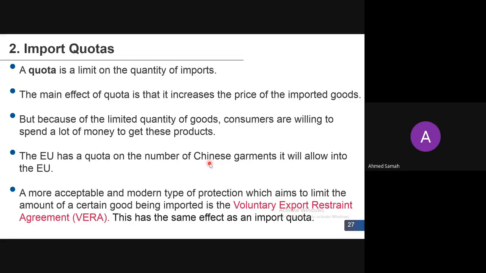So this is a more acceptable and modern type of import quota, but still it has the same effect as this import quota.